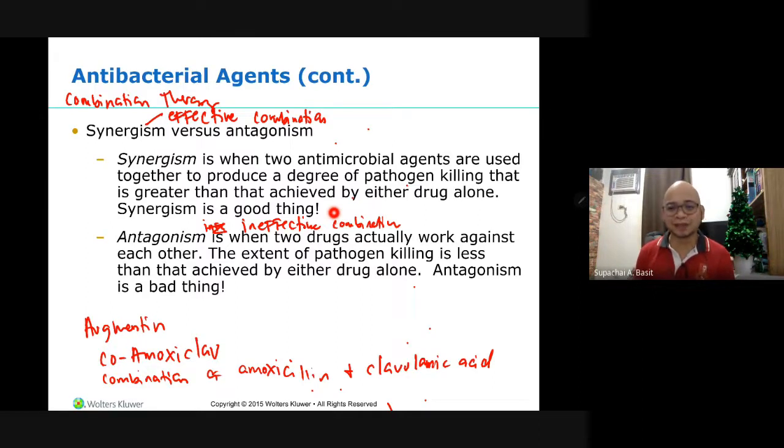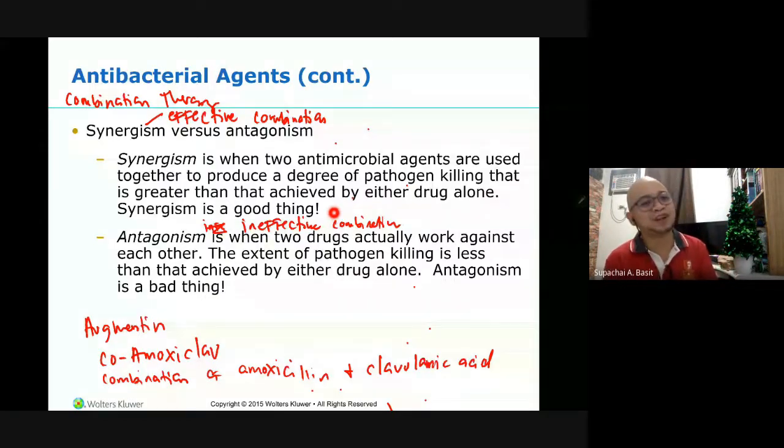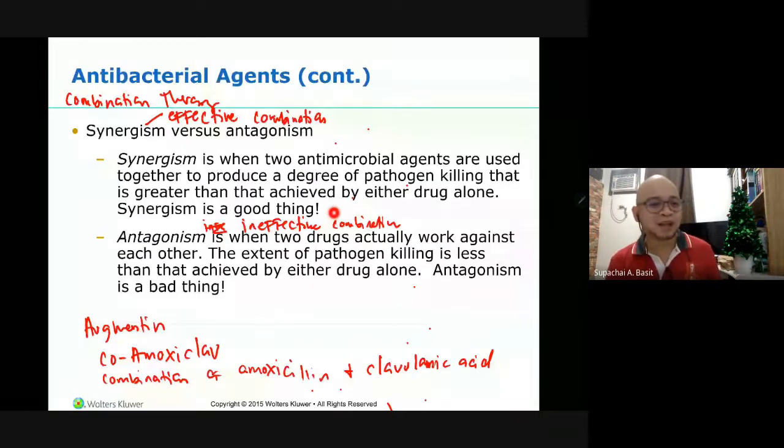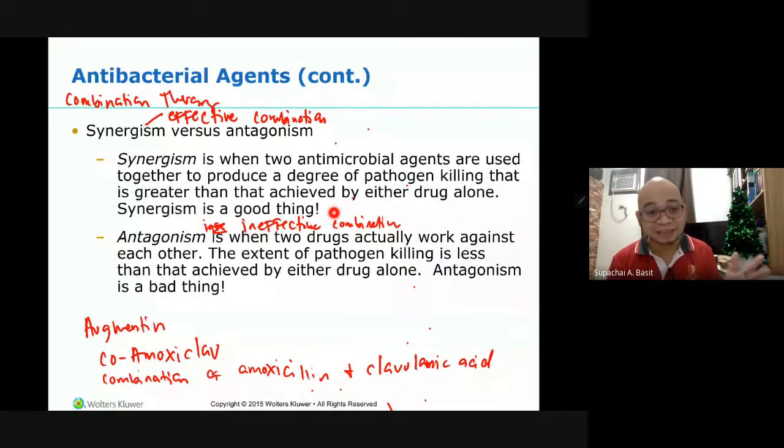So you really want to look into an effective combination so that you'd be able to develop synergism. Okay? So that is synergism, an effective combination of two drugs. Our example here is co-amoxiclav. It's a combination of amoxicillin and clavulanic acid.